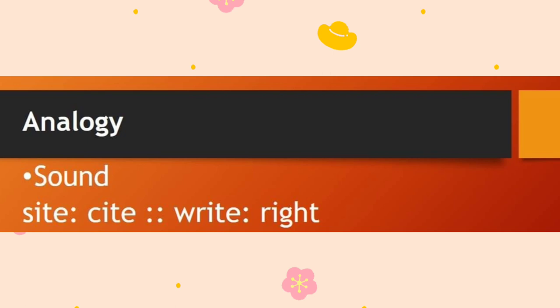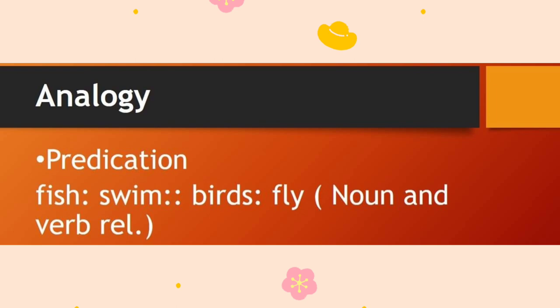Predication can also be a relationship in an analogy. For example, fish is to swim, as birds is to fly. It shows a noun and verb relationship.